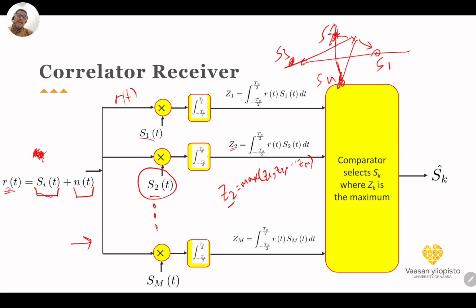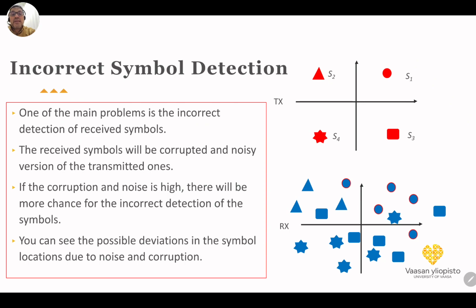But we are not going to talk in more detail about this. I want you to remember that when you see correlator receiver or maximum likelihood receiver, it simply means that we are looking for the symbol which has the closest, or highest, similarity with the received signal. This is the main issue here. So for example, this is S1 and S2, this is S3 and S4. The received signal will not be exactly the one that you sent, but it can be something like that. It can be shifted somewhere.